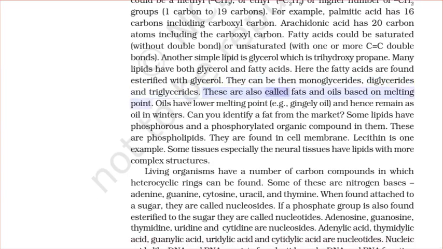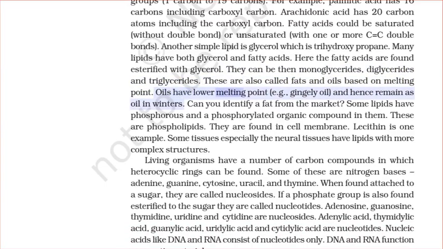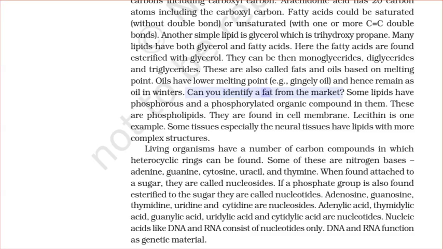These are also called fats and oils based on melting point. Oils have a lower melting point, e.g., gingelly oil, and hence remain as oil in winters. Can you identify a fat from the market?